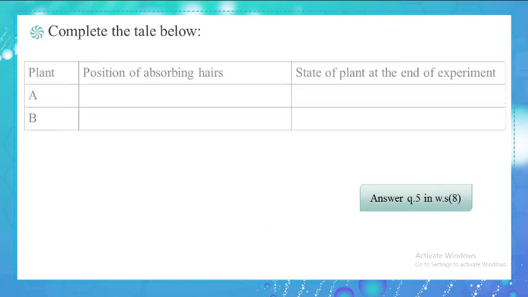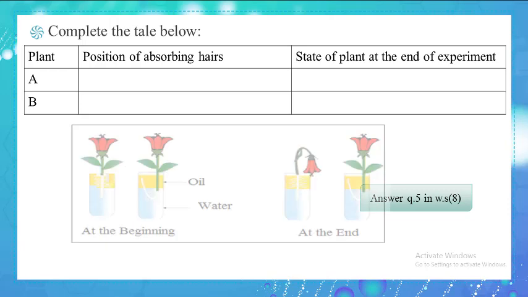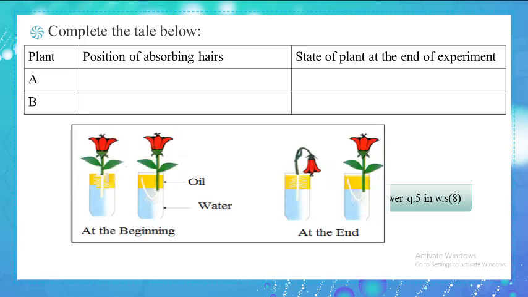Complete the table below. Here we have plant A and plant B. We must write the position of absorbing hairs in plant A and plant B and the state of the plant at the end of the experiment. Here, this is the experiment.